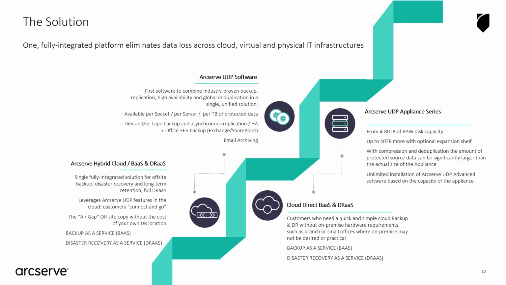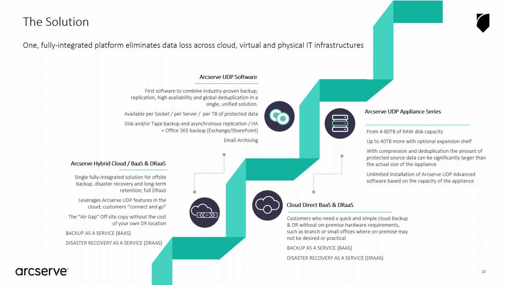We've also got cloud services. We've got two services really. We've got what we call Arcserve Hybrid Cloud. This is ideal for customers that want to extend their data protection using UDP in their on-premise environments to replicate into our cloud for off-site data protection, which we call backup as a service, and also DRAS. And I'll explain a bit more about that as we go through the next few slides.